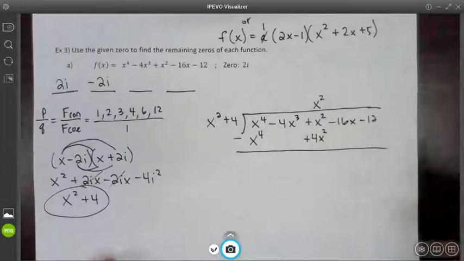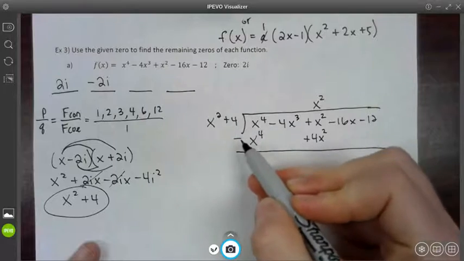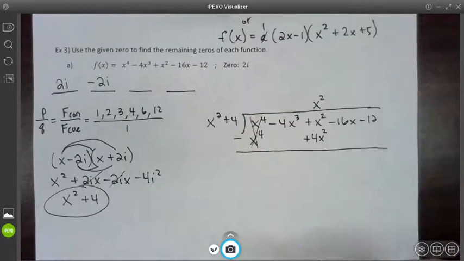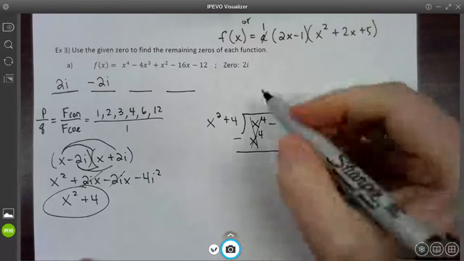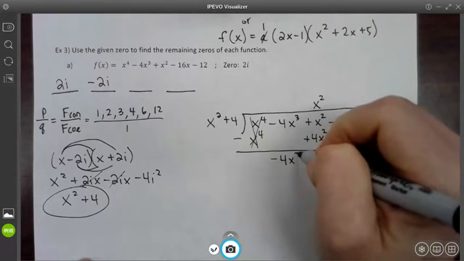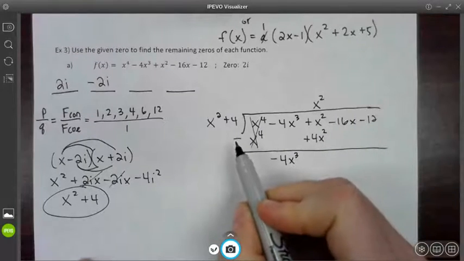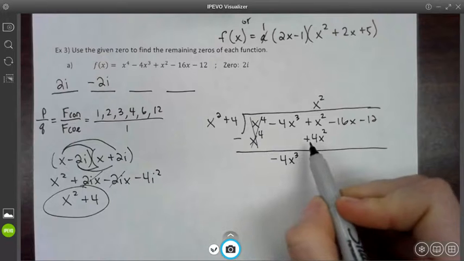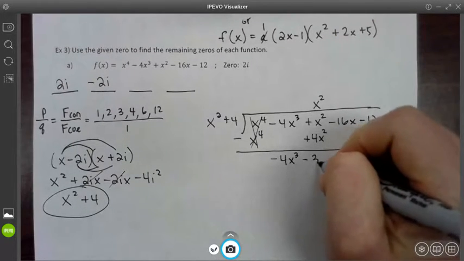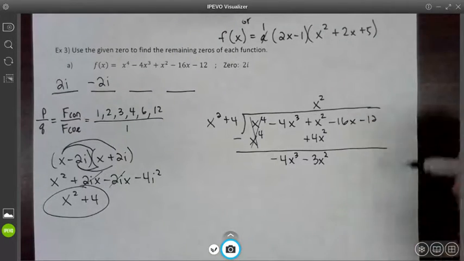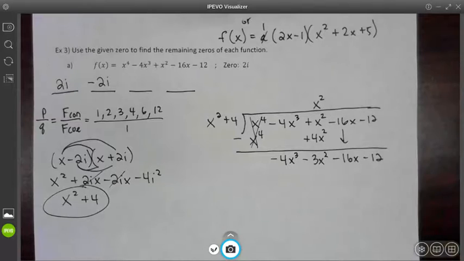But you got to be careful when you subtract. You got to pick up that subtraction every single time. So x to the 4th, subtract x to the 4th. They cancel out. They're gone. That's what you want to happen. Negative 4x to the 3rd, subtract nothing, is going to be negative 4x to the 3rd. And then x squared, subtract 4x squared. It's kind of like multiplying a negative times a positive would be negative. So x squared minus 4x squared is going to be negative 3x squared. All right, and then we bring down negative 16x minus 12, and we're going to do it all over again.